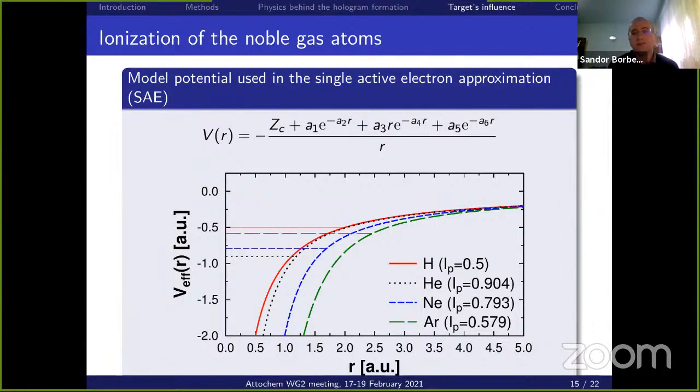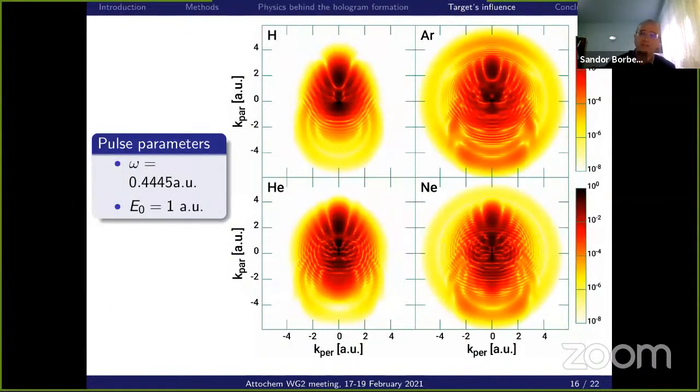By using this technique, we wanted to see how the atomic species of the target is influencing the resulting photoelectron hologram. So we have performed single active electron calculations for hydrogen and some noble gas targets using this model potential, and the results are here. And you clearly see that there is a significant difference between the different interference patterns.